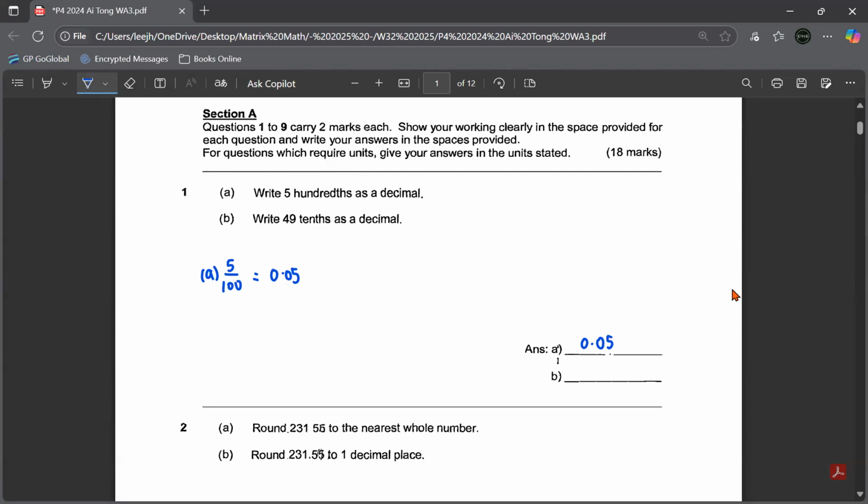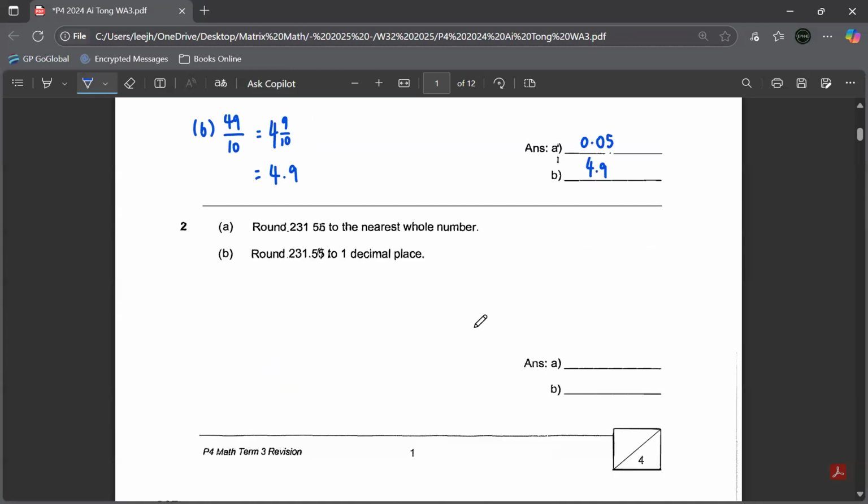Okay. Question B, write 49 tenths as a decimal. So 49 tenths is 49 over 10. This is improper. You need to express it as a mixed number. So it will be 4 wholes, 9 over 10. So from here, you can express it as a decimal. So 4 wholes is 4, and 9 tenths will be 9. The 9 must be in the tenths place. So the answer is 4.9. Okay. So moving on to question 2.